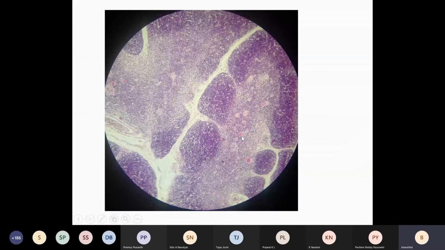So in your exam, for identification of the slide, the pointer will be here. So we'll keep the pointer here. By looking at Hassall's corpuscles and the T lymphocytes, you have to identify it as thymus. This is a characteristic feature of thymus, the presence of Hassall's corpuscles.